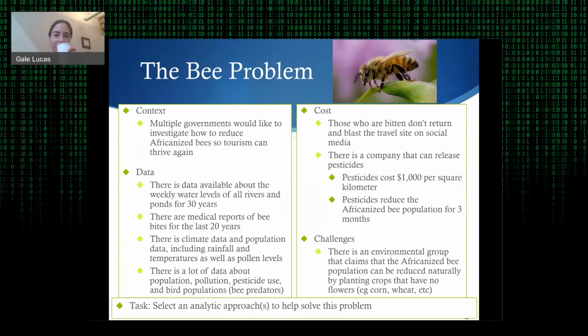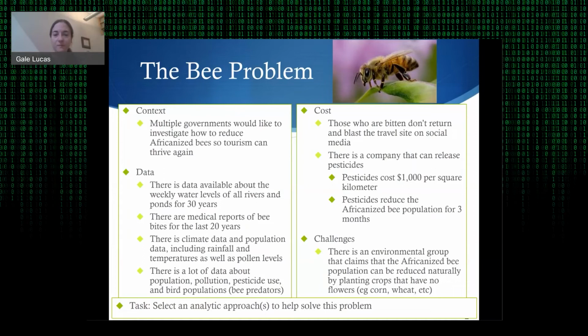Yeah, so I'm Corinne, and I worked with Sharon and Vivian on this bee problem. The problem here is that it appears that bee bites from the Africanized bees have affected tourism. And so we have been tasked to figure out how we could maybe reduce bees so that tourism can thrive again. We chose our output of interest specifically as bee bites, and this is based on the medical reports that we have available to us over the last 20 years.